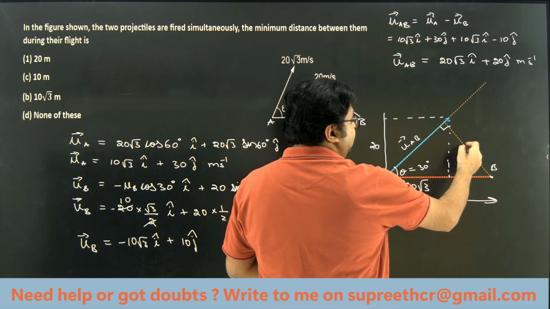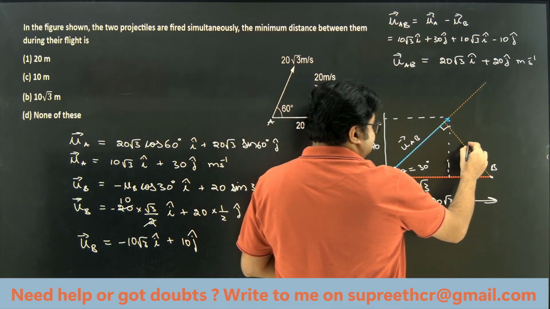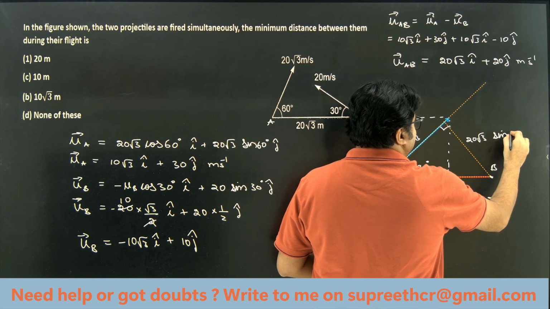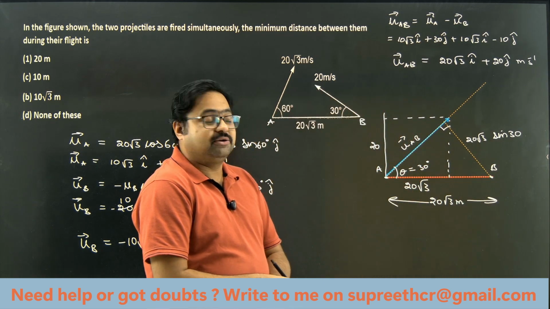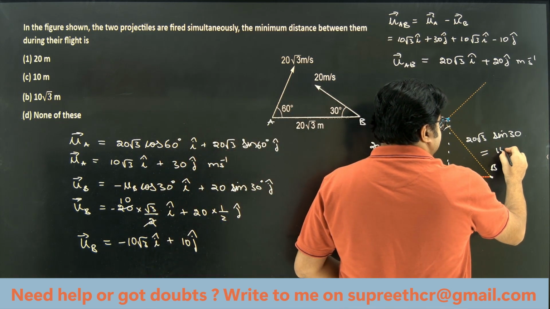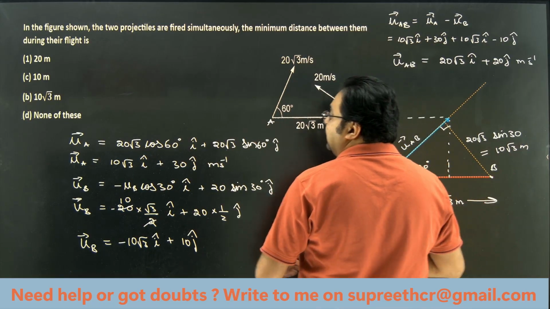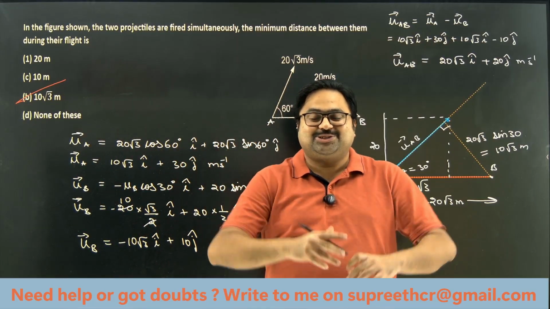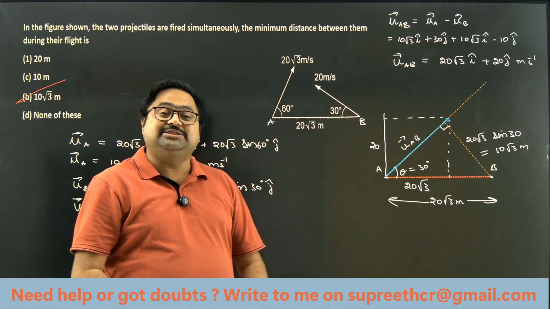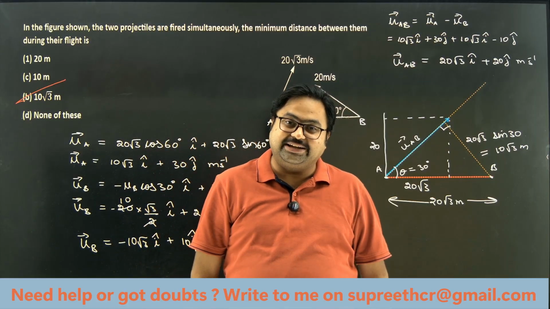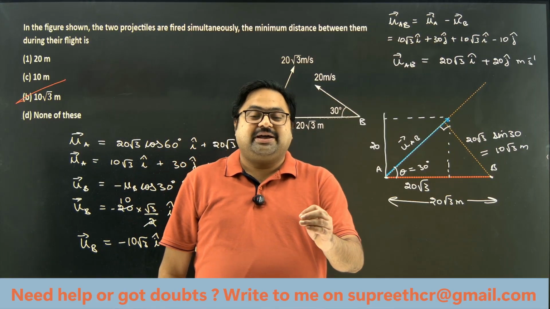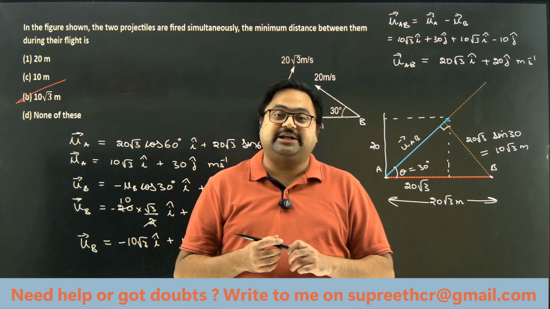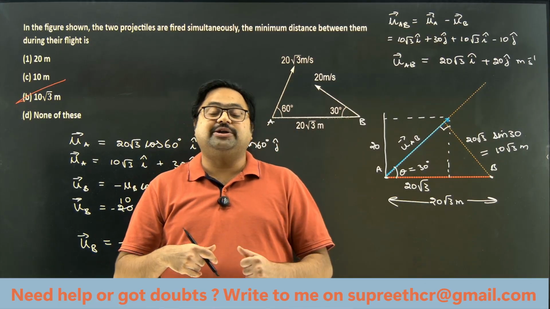You're talking about the opposite side because this is theta. So this is going to be 20 root 3 multiplied by sin 30 degrees. Sin 30 degrees, my friends, is 1 by 2. When it's 1 by 2, the answer you would get is 10 root 3 meter, and 10 root 3 meter is option B. It's so fascinating that you are now able to find the closest that these two projectiles will get with respect to one another. Such questions keep appearing in different competitive exams like JEE and NEET. I want you to practice them well.